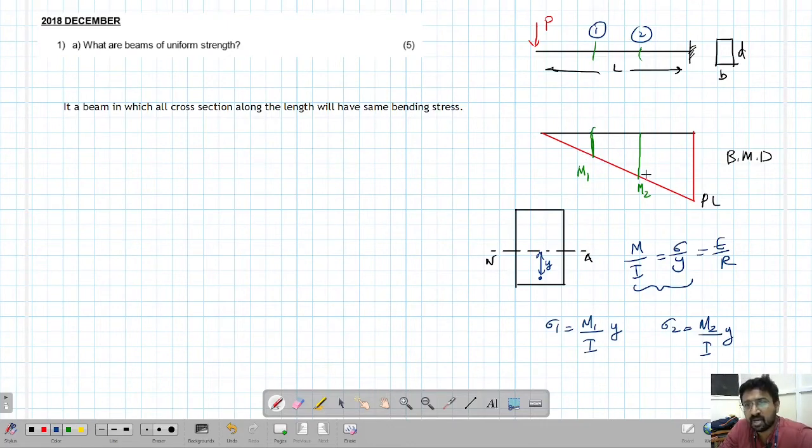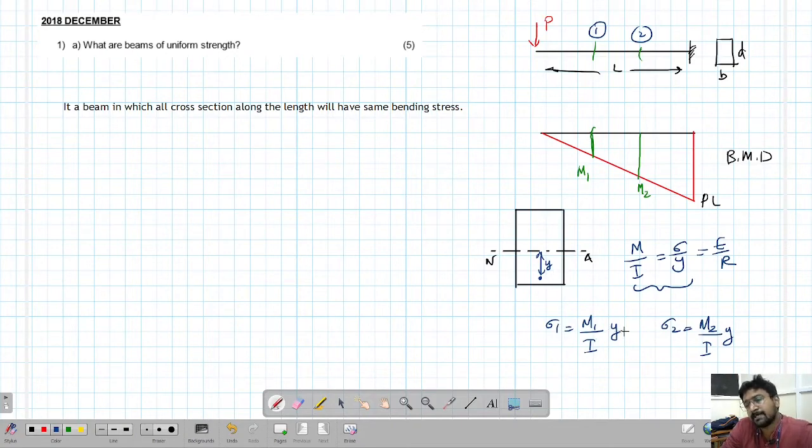Since M1 and M2 are different, the stresses at these points differ. We can see the cross section of the beam is the same. The y distance from the centroid of this point is the same here and here. So I and y are the same. The only thing that is changing sigma is M. Since M1 is changing to M2, sigma 1 is changing to sigma 2. So if the beam is of uniform strength, these two will be the same. Sigma 1 and sigma 2 at a given point will be the same.